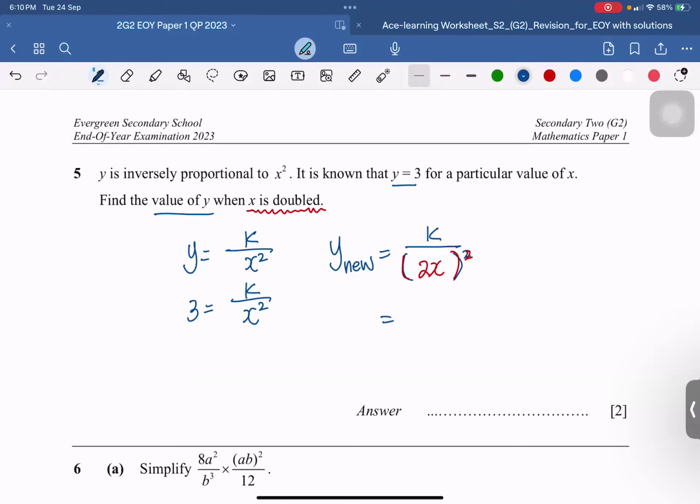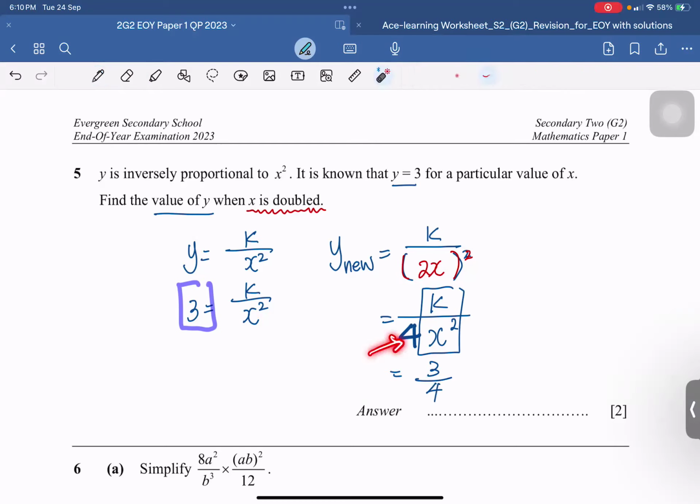So in this case, it will be k over this number becomes 4, then it's x squared. Then we check. k over x squared is what number? 3. k over x squared is the number 3, times 4. 3 over 4. Is it 3 times 4 or 3 over 4? 3 over 4, correct. The 4 is in the denominator in this case. Yes, we need to use the 3, but the 3 is on top, and the 4 is the denominator. So the answer is 3 over 4.